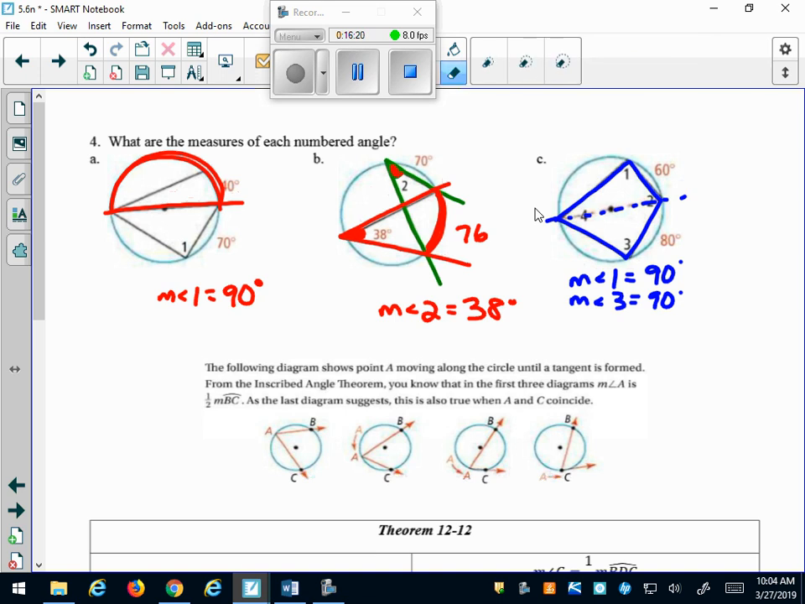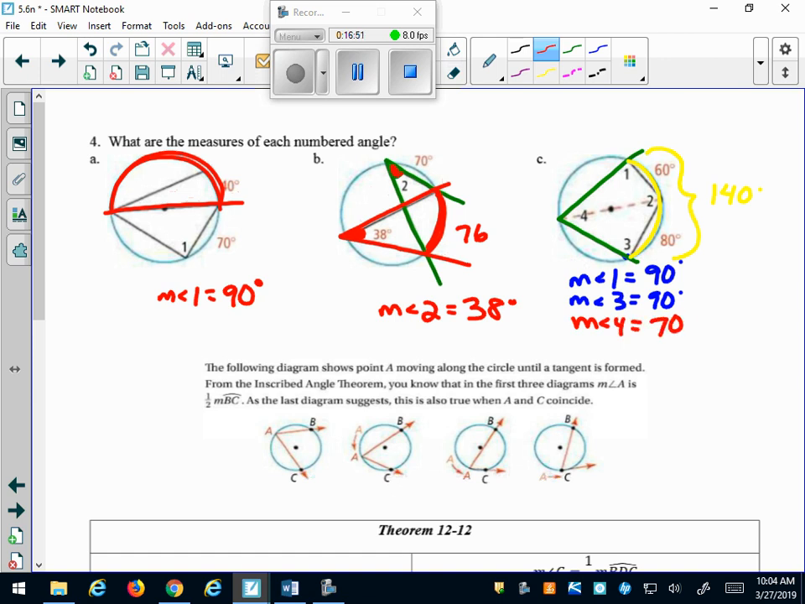But if we talk about the measure of angle 4 now, measure of angle 4 is this angle here, and it's intercepting this entire arc. So that entire arc is how many degrees? 140, right? 60 plus 80. So therefore, measure of angle 4 is going to be how many degrees? 70 degrees, half of 140.